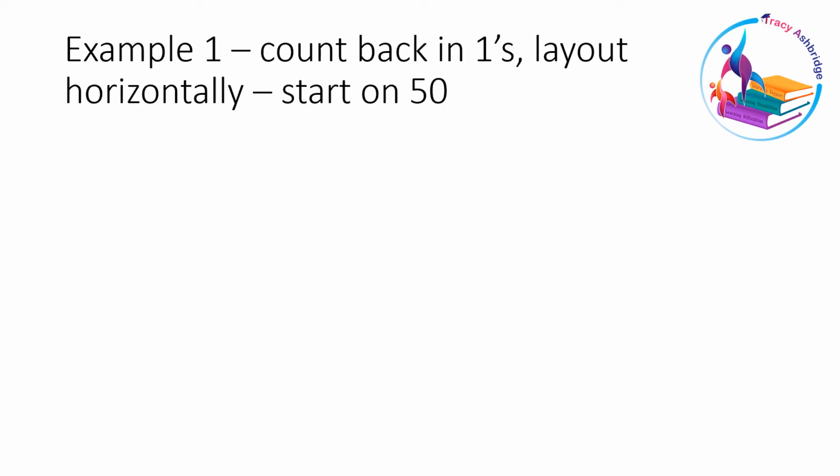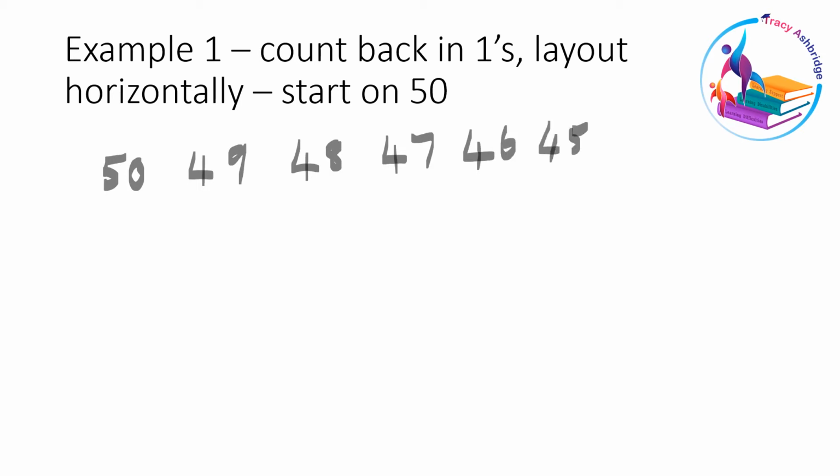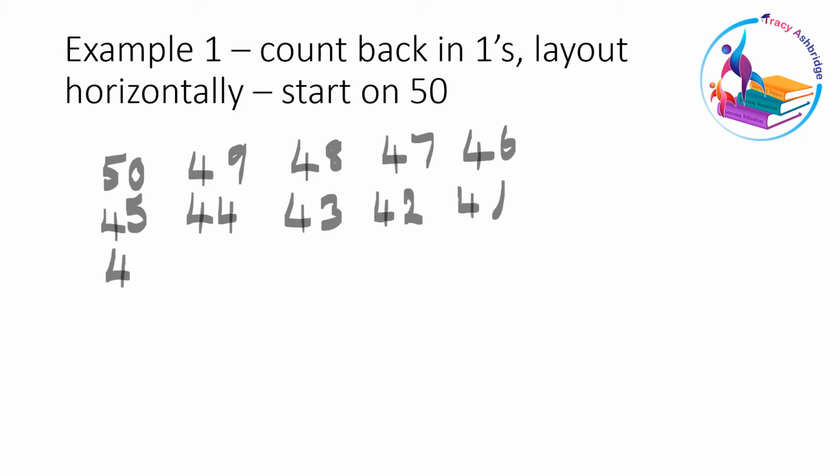So let's do some examples. Let's count back in ones, and we're going to lay out horizontally starting on 50. So we'd go 50, 49, 48, and you do it at this sort of speed. 47, 46, 45. Let's rub that one out. Then you might put 45 under here. 45, 44, 43, 42, 41, 40.